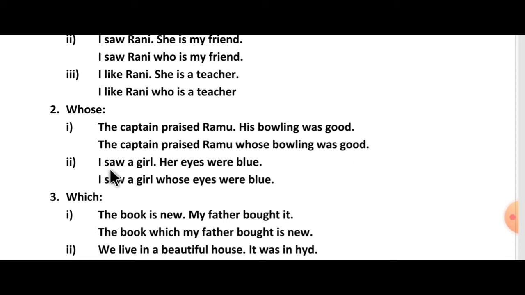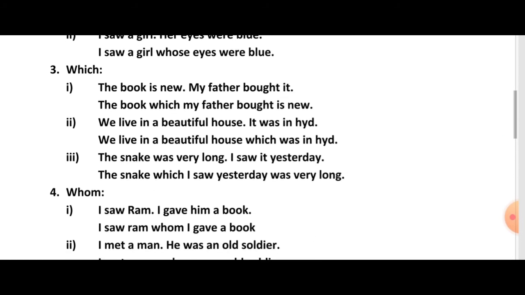And the second example: I saw a girl. Her eyes were blue. Here in the first sentence, I saw a girl, girl is the related word to her in the second sentence. There you have to remove her and add whose. Then it becomes a clause. This clause should be added after girl. I saw a girl whose eyes were blue. Hope all of you understood how to combine the two sentences with whose. Let us see about which.